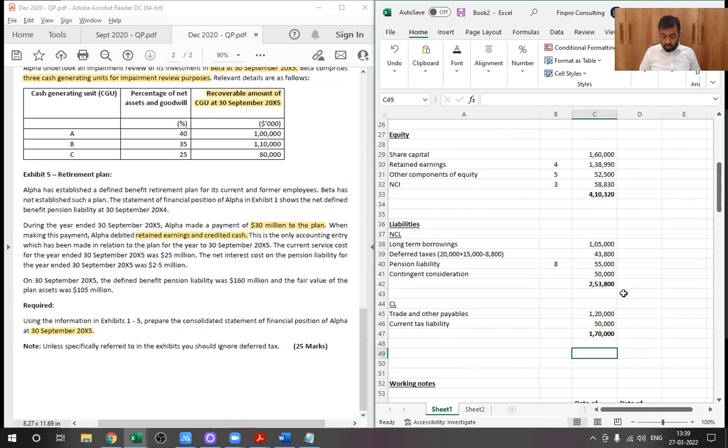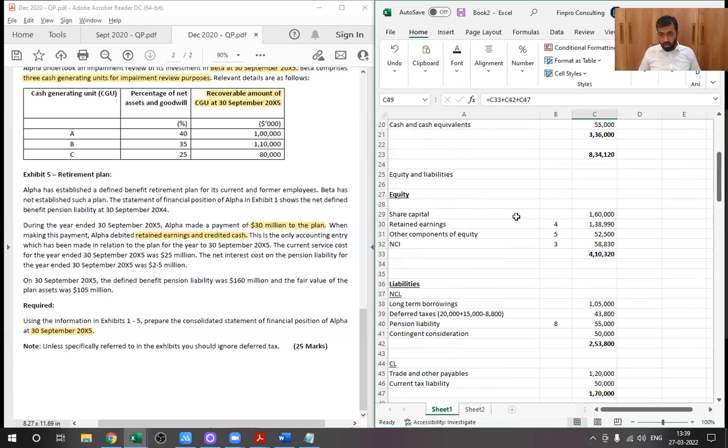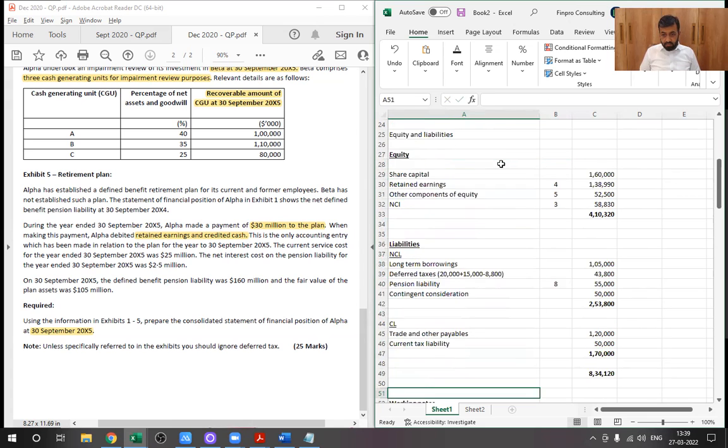Now pray to the God that this should be equal to your total assets. If not, then I will have to find out what and where we have gone wrong. But it's not wrong. This is total assets. And this is total equity and liabilities.